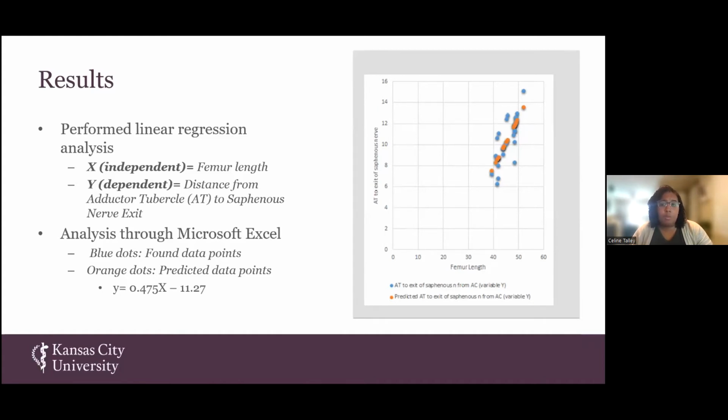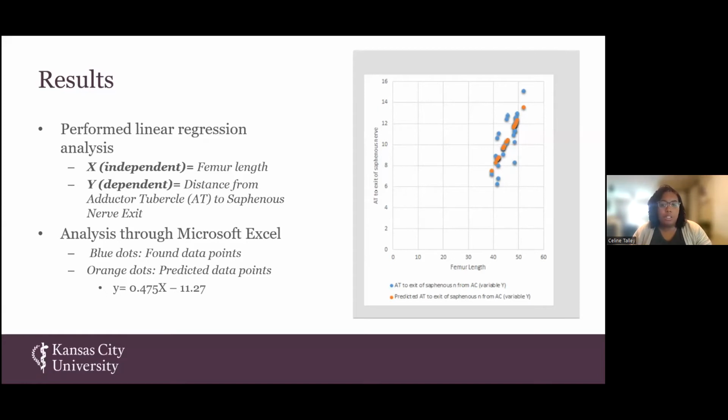Our femur length would be independent variable X, and the distance from the adductor tubercle, marked AT, to the saphenous nerve exit would be our dependent variable Y. We ran the analysis through Microsoft Excel and produced a line plot graph that you see to the right. The blue dots are the scatter plot of our found data, and the orange dots are the predicted data points that follow an equation y equals 0.475 times x minus 11.27.